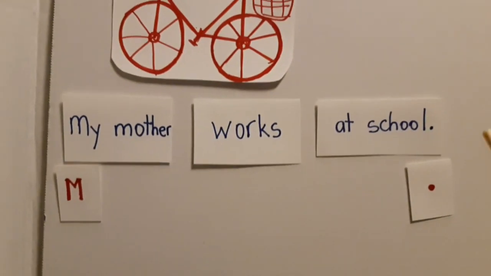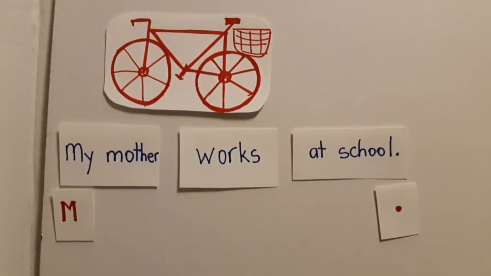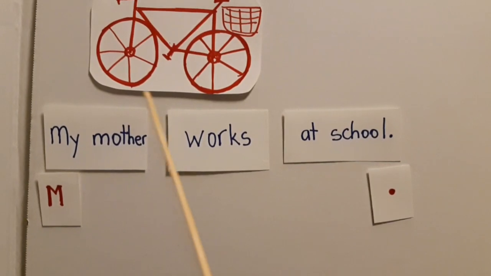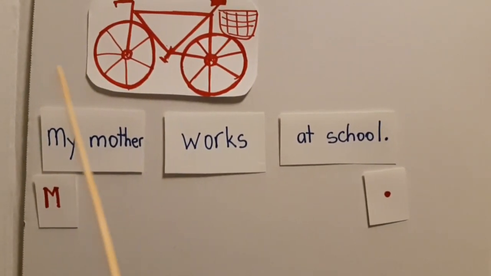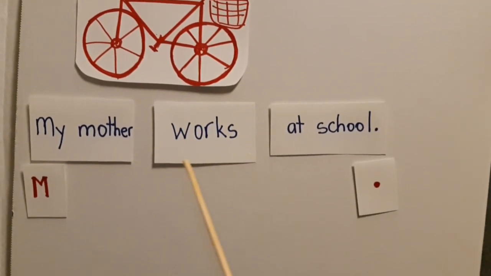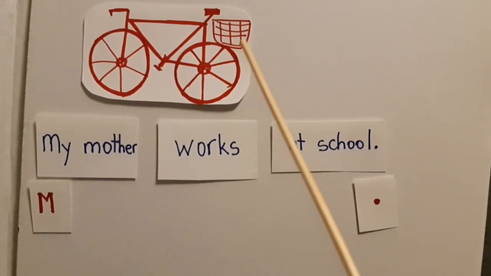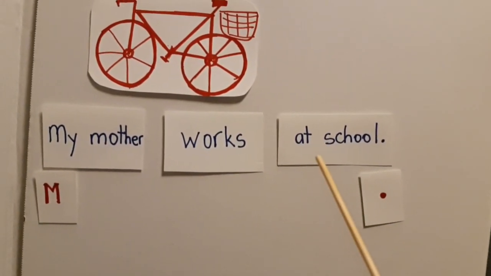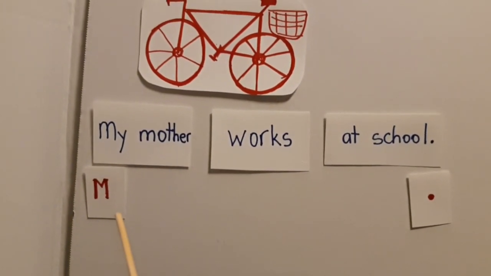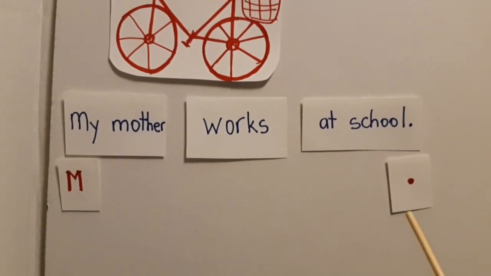So let's look at the bicycle again. You don't break the bicycle. The first wheel is for the person or for the thing. The second wheel is for the action. And then we take a little piece from the basket for maybe the time or for the place. Always start with capital letter and finish with a full stop.